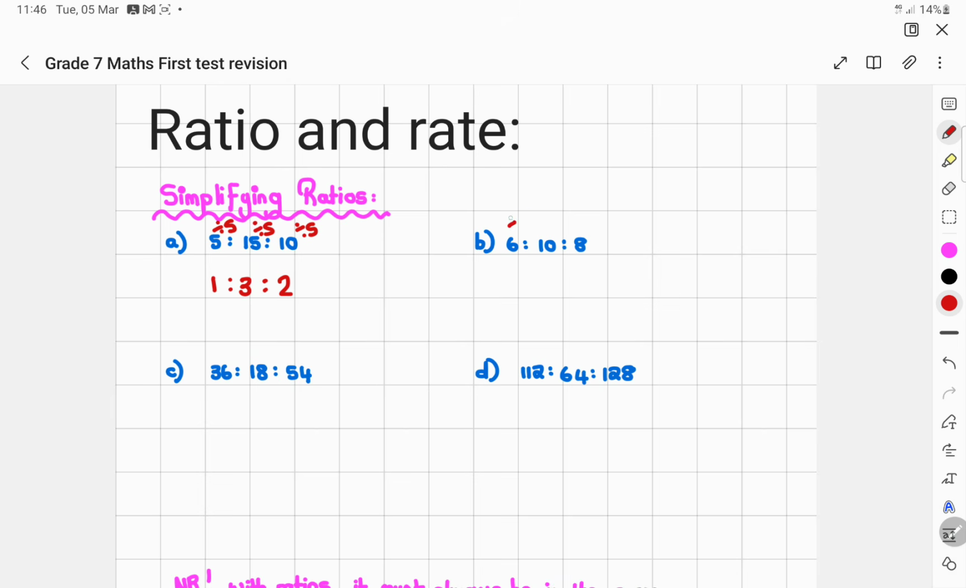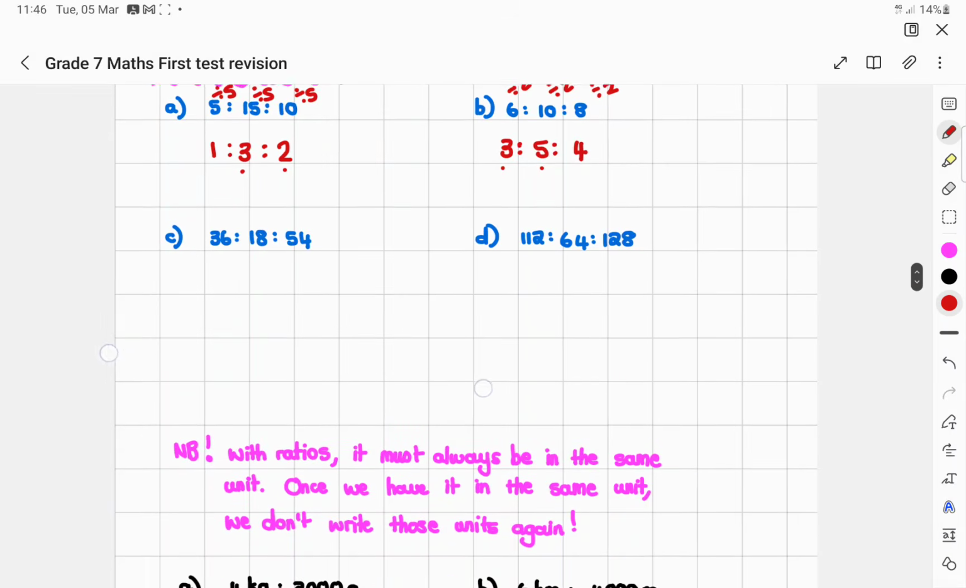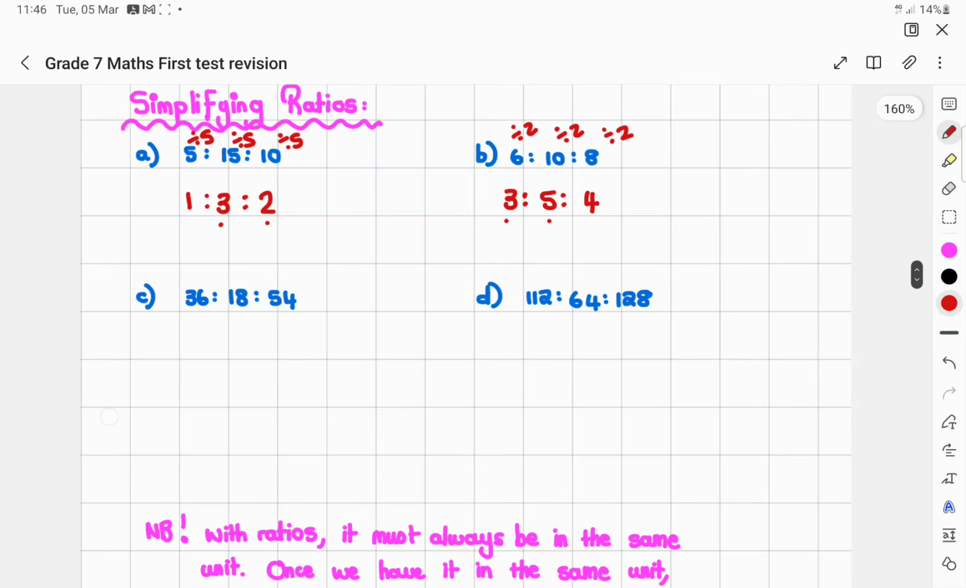Over here, I'm going to start by dividing with 2 all throughout. So 6 divided by 2 is 3, 10 divided by 2 is 5, 8 divided by 2 is 4. And as soon as you hit a prime number, there's a prime number, there's a prime number, then you know that you can't go any further. So you can stop once you hit a prime number.